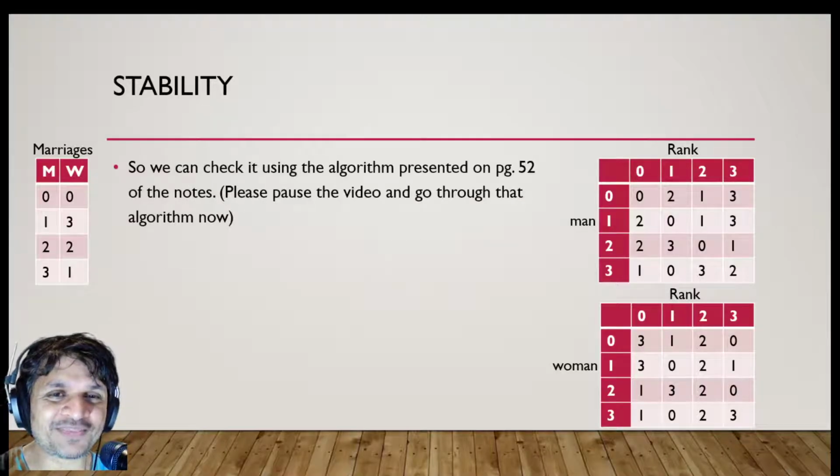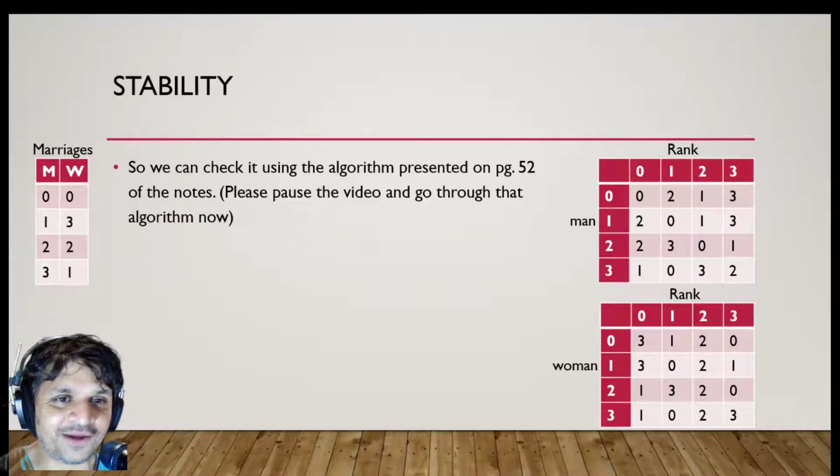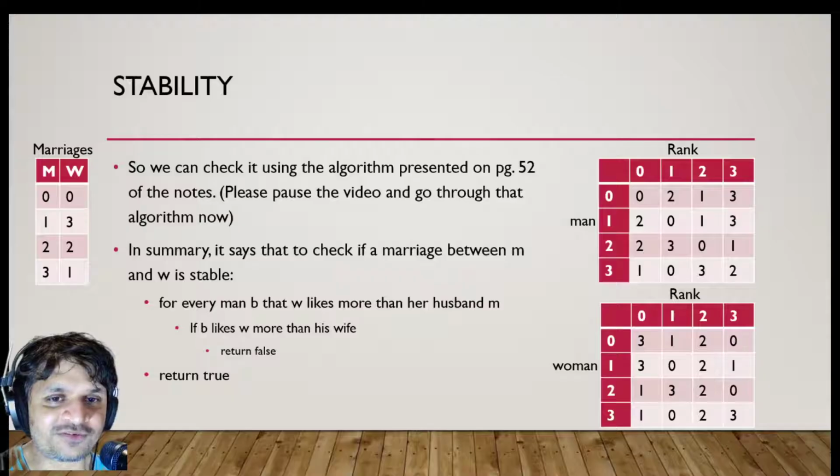Okay, so if we want to check the stability of the solution, we can use the algorithm on page 52. Please pause and go look at that algorithm now. Okay, so you'll notice the book uses slightly different terminology. It has boys and girls rather than men and women. That's just an arbitrary choice.